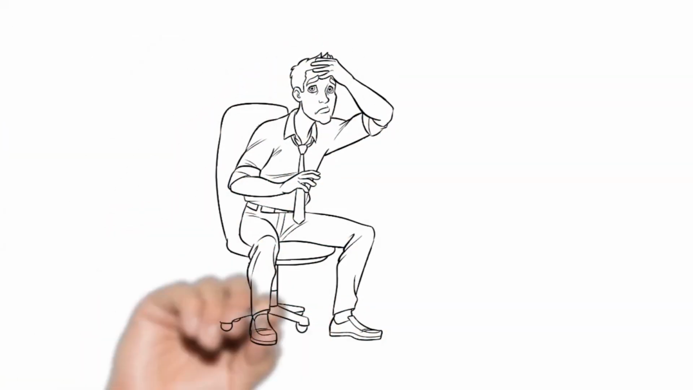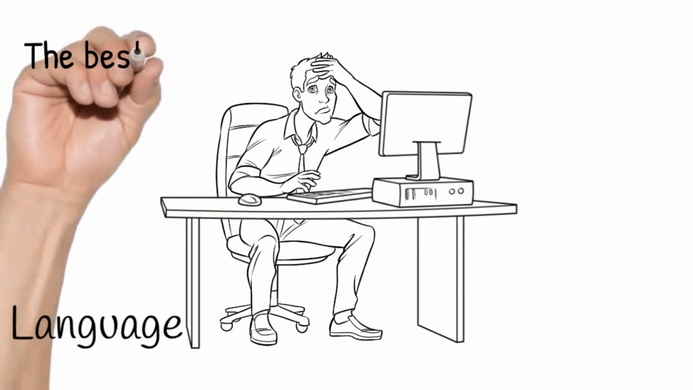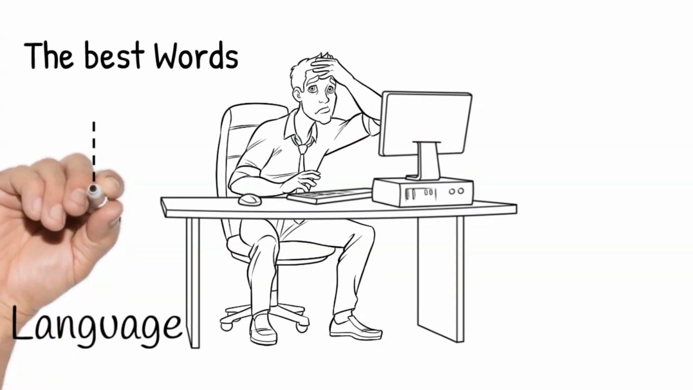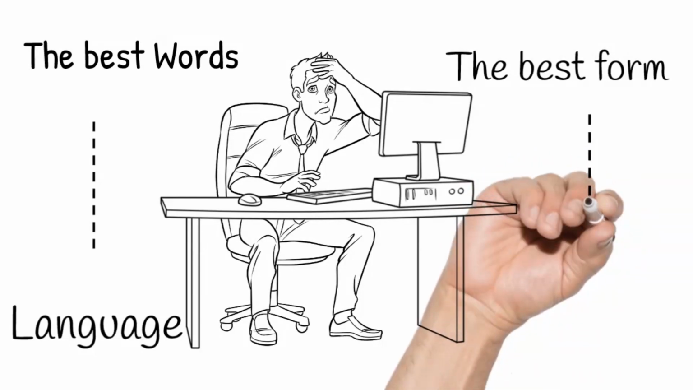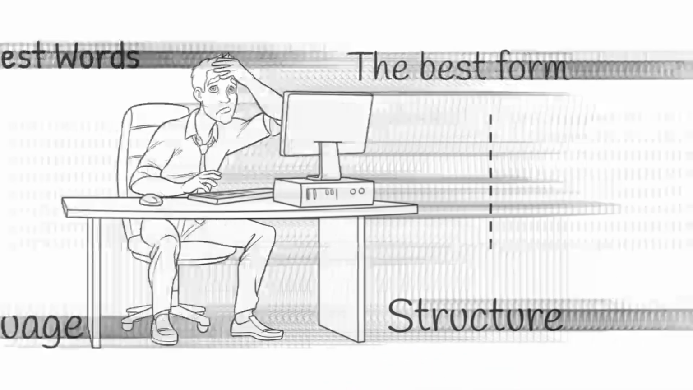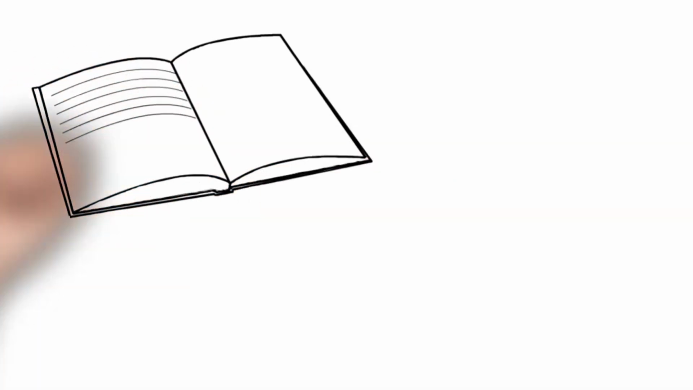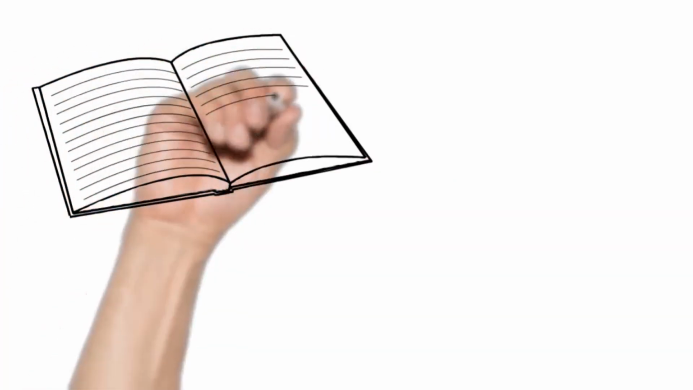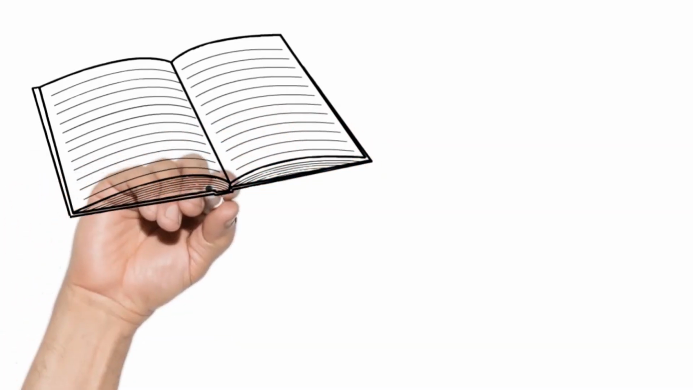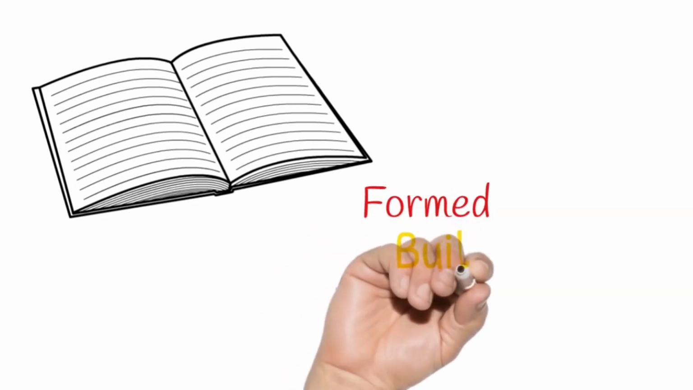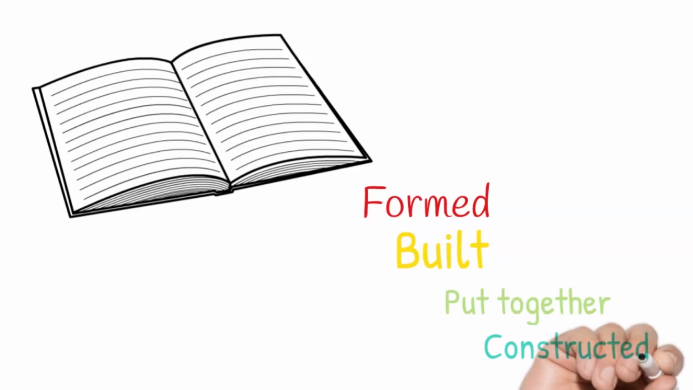Writers often spend very many hours agonizing and struggling to determine the best words for their text, which is a question of language, and they also spend lots of time trying to decide the best form for the text, which is a question of structure. When you think about the structure of a text, you're asking yourself very pertinent questions in the sense of how exactly is this text formed? How is it built? How is it put together? In essence, you're asking, how is this particular text constructed?